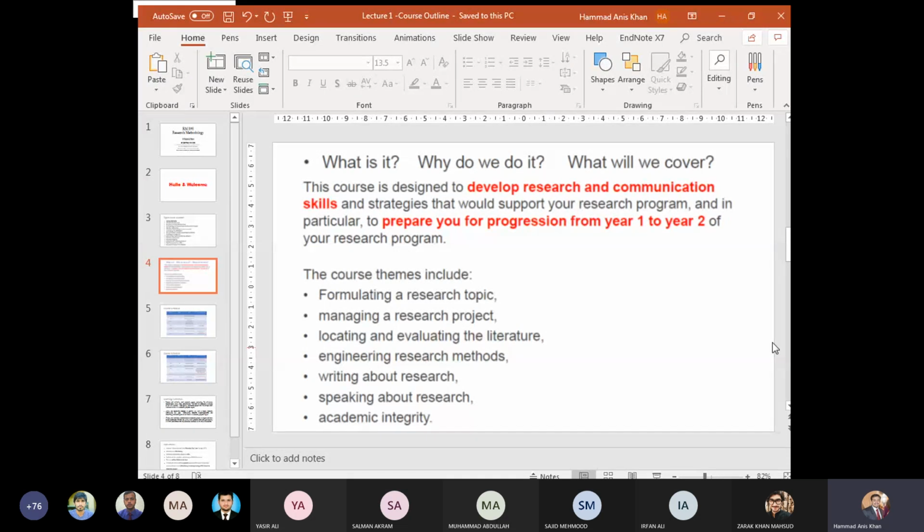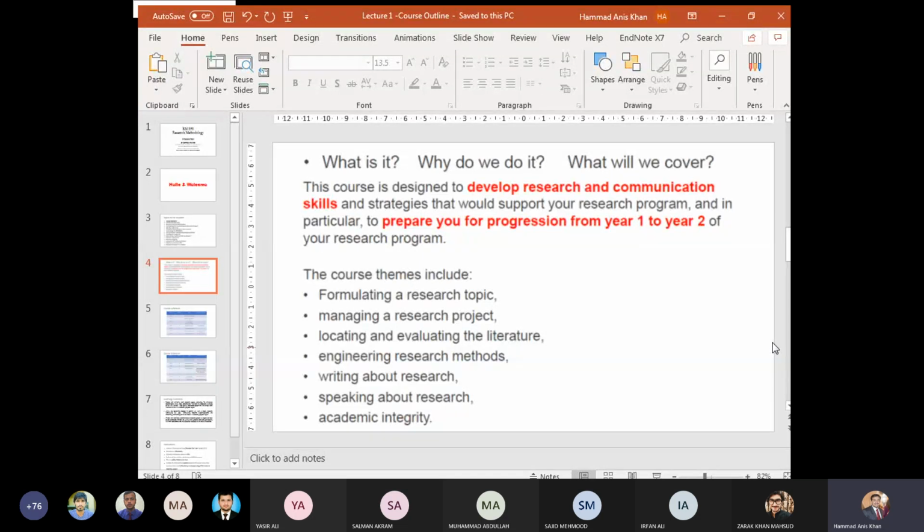And then we will try to locate and evaluate the literature review. What is a literature review? How important is it? So we will discuss that. And then research methods and writing your research, speaking about your research, and academic integrity. So it is a very elaborate course.